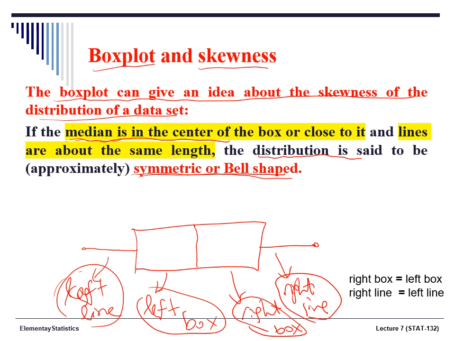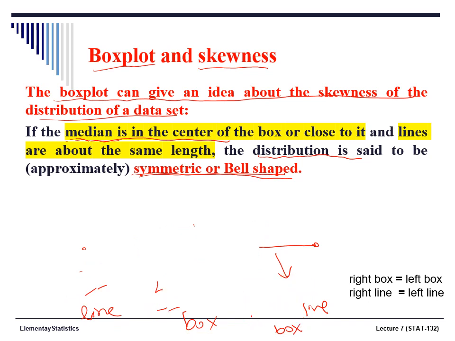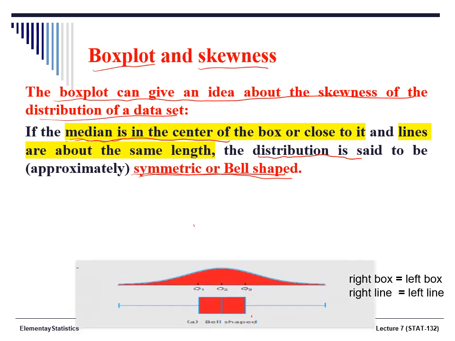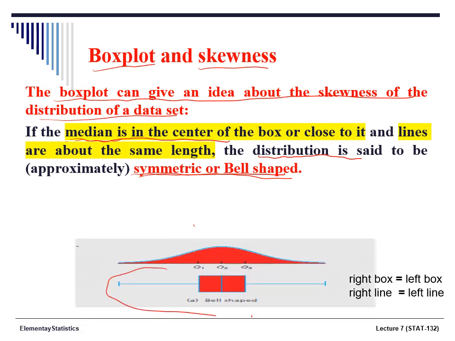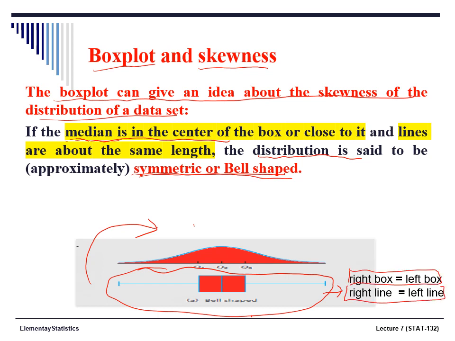So, what kind of box plot gives a symmetric distribution? The idea is this: if you have such a box plot, you will have a symmetric graph of this data. So what's the criteria in terms of the line and the box? The right box will be equal to the left box, and the right line is equal to the left line. What we mean here is in length. They have to be the same in length.